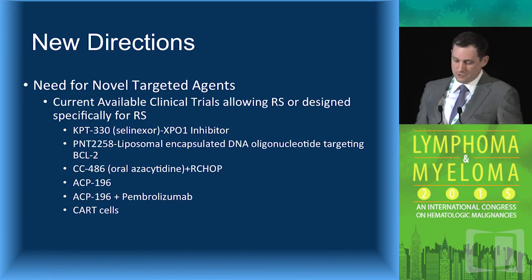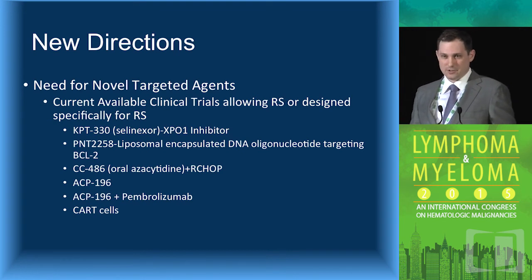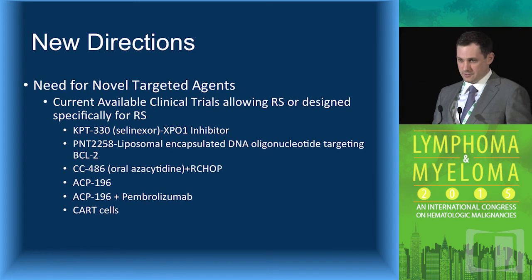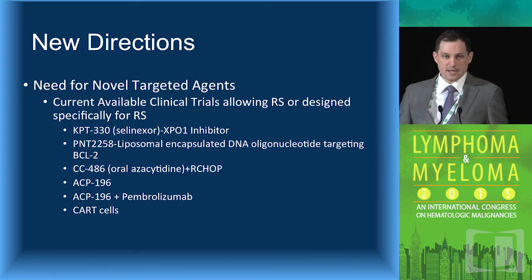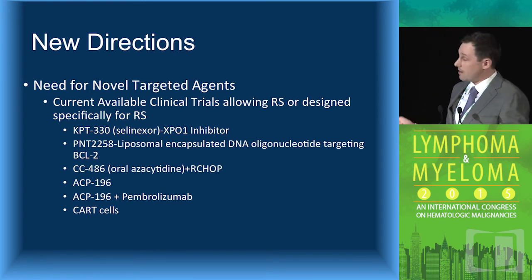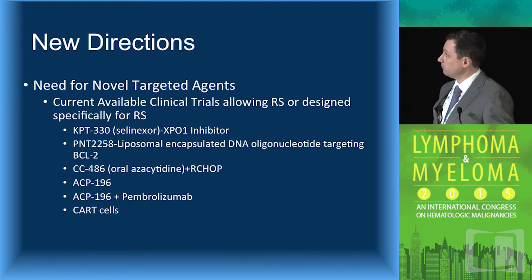And so what are the new directions that we need? Obviously we need to start to capitalize on what we know about the differences between CLL and Richter's syndrome, as well as those differences between Richter's syndrome and de novo DLBCL. If you look on clinicaltrials.gov, there aren't very many trials specifically for Richter's syndrome, but there are a few.